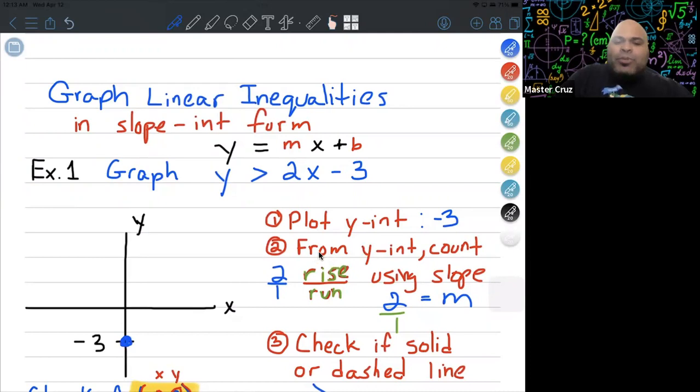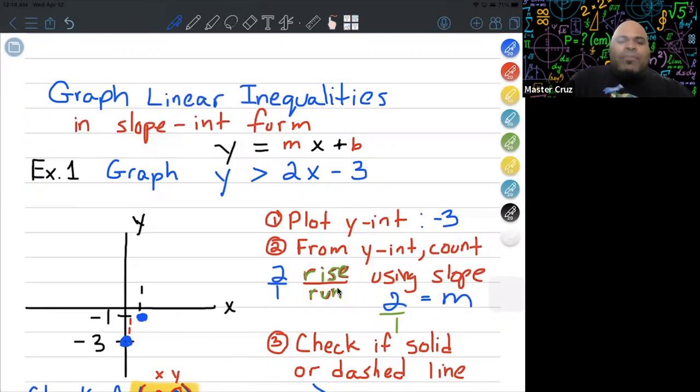And then step 2, it says from the y-intercept, count rise over run, which means because this is positive, I'm going to count 2 up. So starting from the -3 that I just plotted, I'm going to count 2 up, which means I'm going to end up at -1. Hopefully that makes sense because I'm going 2 up, and then 1 to the right. So I'm going to be here at +1. And there is another point right here when x is 1 and y is -1.